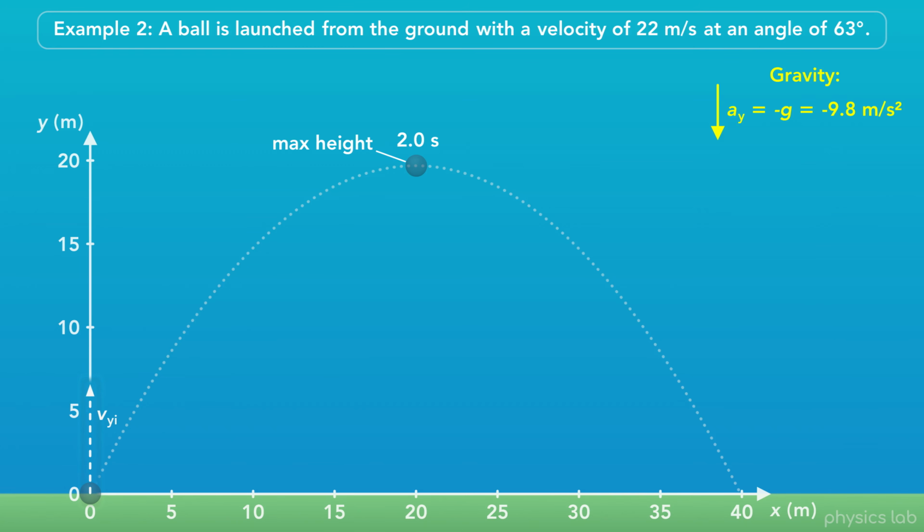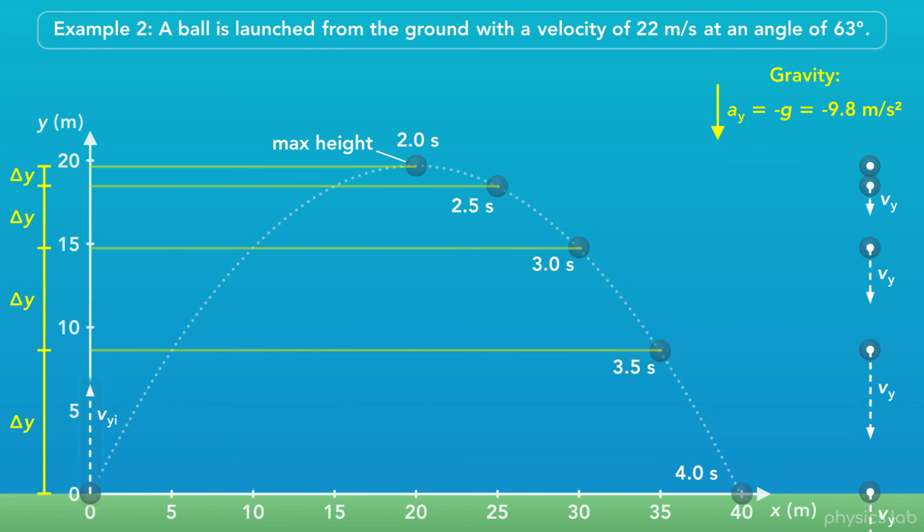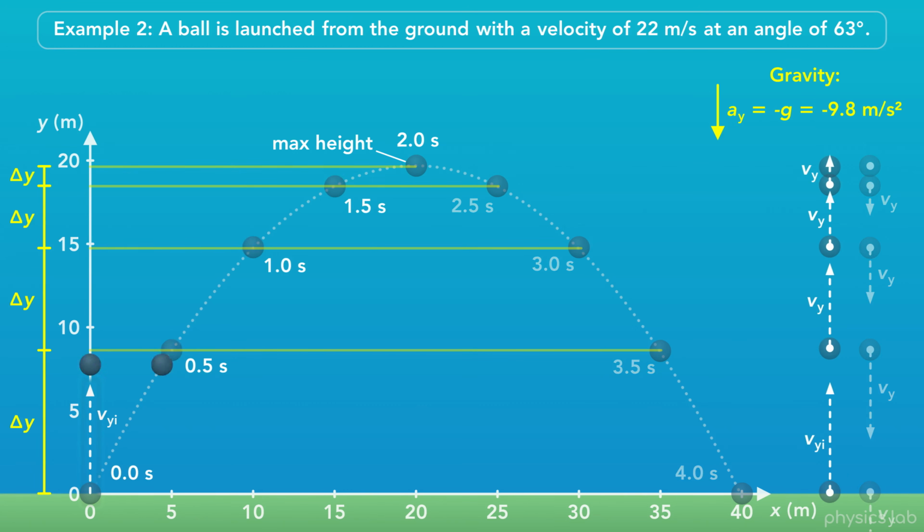Then the ball reaches a maximum height and falls back down. As the ball falls, the y velocity increases, and the ball falls a greater distance during each interval, just like we saw in the first example. So for the first half, the ball moves up, but it slows down in the y direction. During the second half, the ball falls down and moves faster in the y direction.